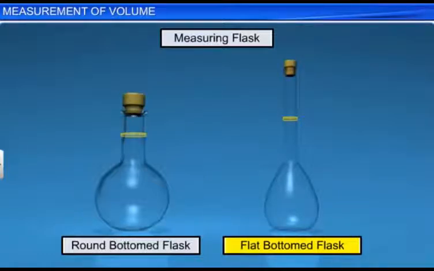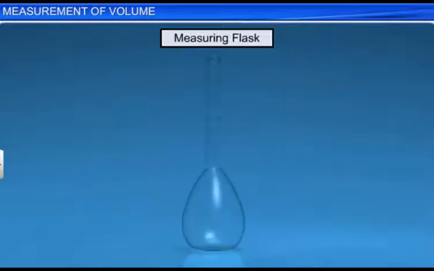If the measuring flask is filled with a liquid up to the graduation mark, it contains a fixed volume which is indicated over the flask. Measuring flasks are available in different capacities like 50 milliliters, 100 milliliters, 250 milliliters, and so on.